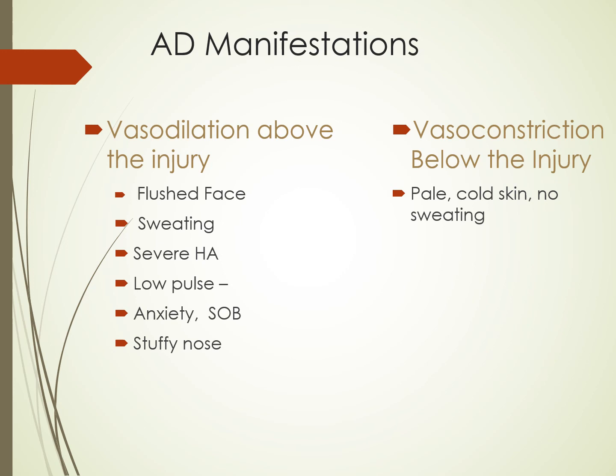And below, we've got vasoconstriction, which means they're pale, they've got cold skin, but they're unable to sweat. So we've got vasoconstriction below, we have vasodilation up above, but the vasoconstriction is taking over. So we really have to worry about blood pressure.